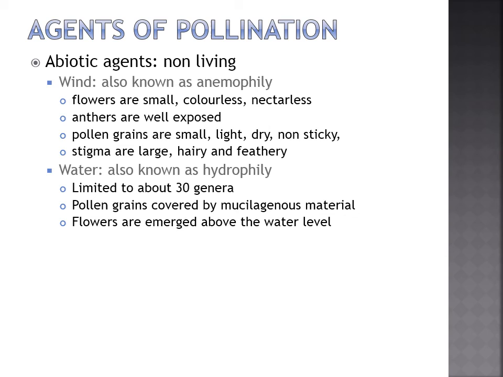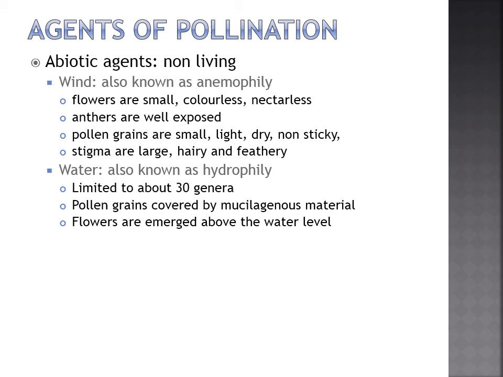In wind pollination, flowers are small, colorless and nectarless because they don't want to attract any living organisms. The anthers are well exposed in the environment because they want to release pollen grains into the environment. Pollen grains are small, light, dry and non-sticky so that they can easily fly from one flower to another flower. Stigma are large, hairy and feathery.